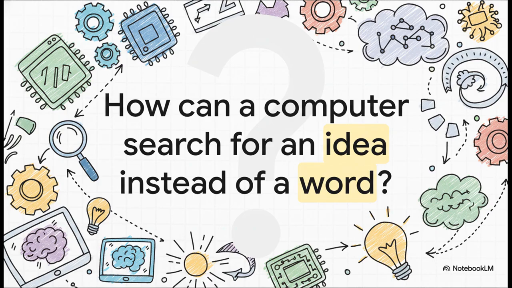So let's kick things off with a really big question, something that gets right to the heart of it. How can a computer search for an idea instead of just a plain old word? I mean, how does it actually grasp what something means? This is the core problem we're talking about, and trust me, the answer is just fascinating.